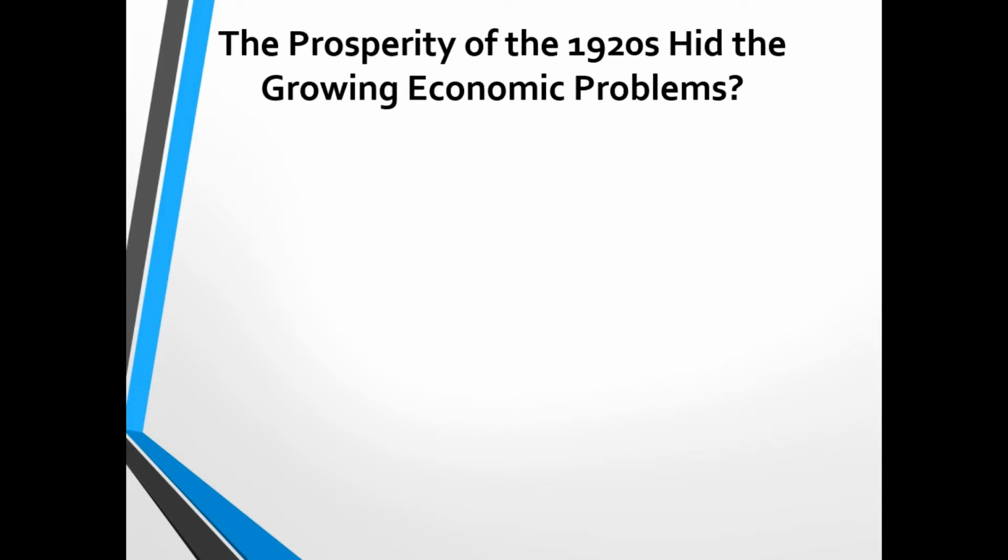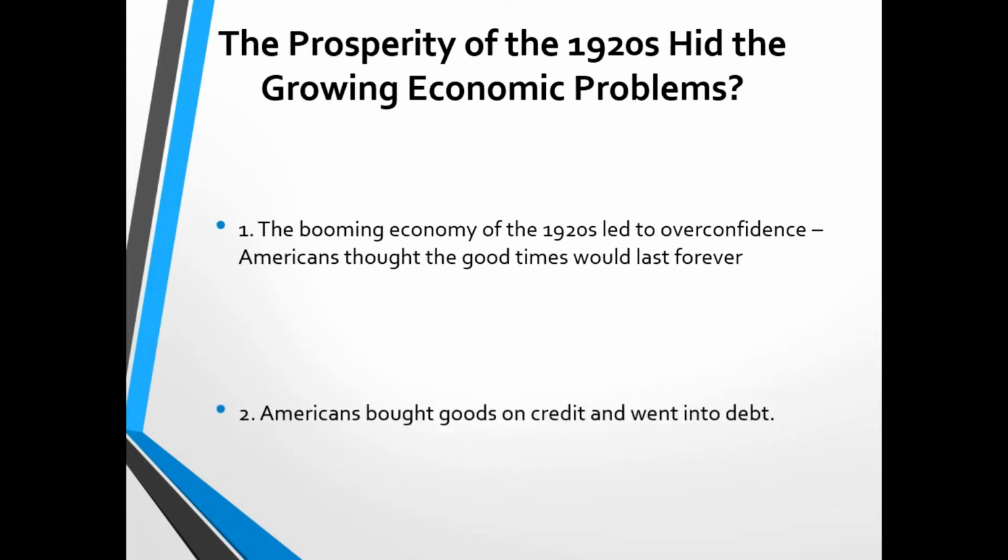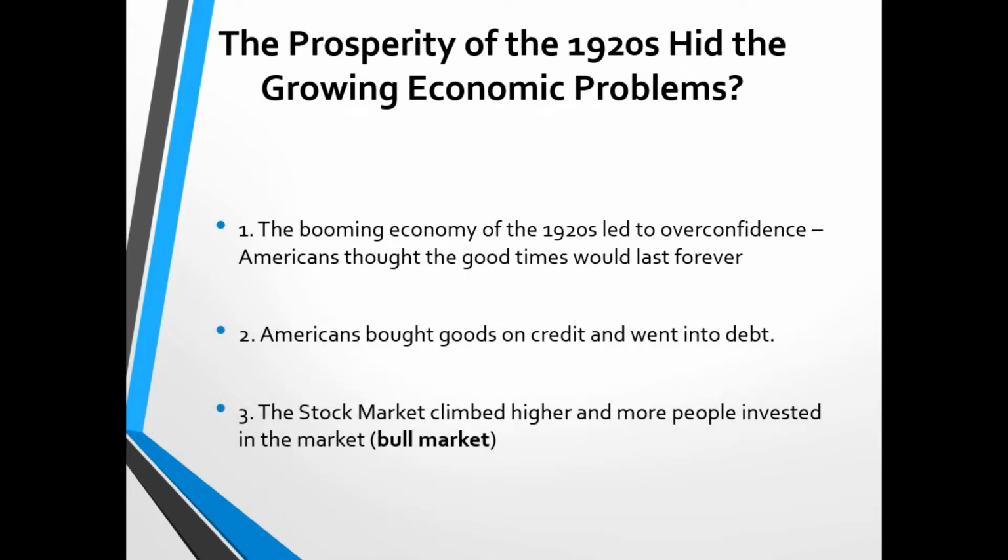Now the prosperity of the 1920s. When a country is very prosperous, we never expect that it will come to a fall. The prosperity of the 1920s basically hid the growing economic problems. When the country is more prosperous, you are unaware of its main economic problems and what the deep-rooted causes are, because everything is going good and people start believing that if something is going good, eventually it will become much better in the future.